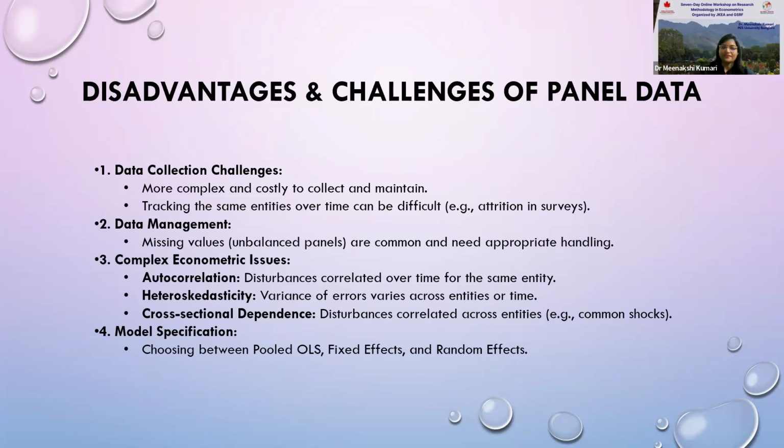So we have complex econometric problems like autocorrelation, heteroscedasticity, and cross-sectional dependence, because there will be disturbances correlated across entities, like common shocks in different countries and so on. And on model specification, econometricians say that model misspecification is the kiss of death. So we need to be very careful which model we choose for our research. If you misspecify your model, your whole analysis will go wrong. You have to start the analysis again, right?